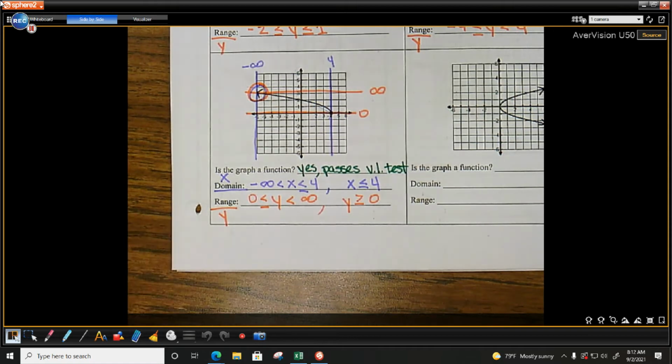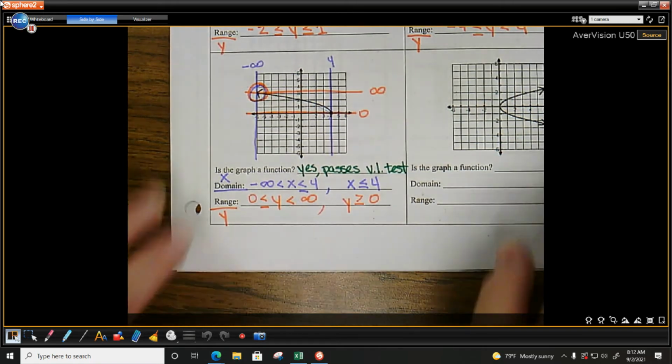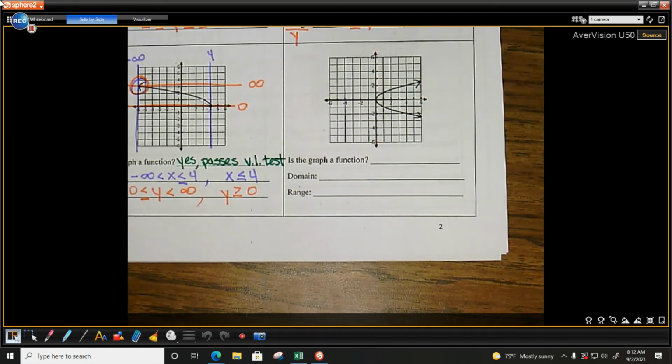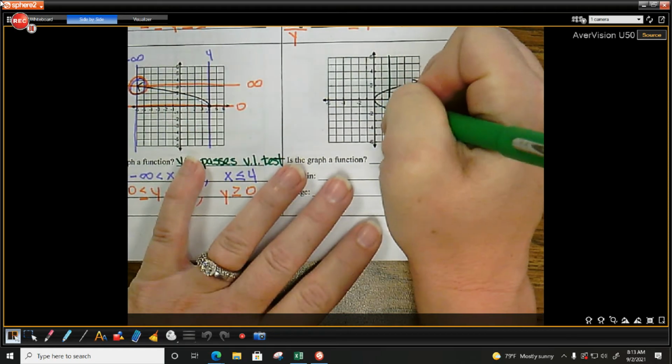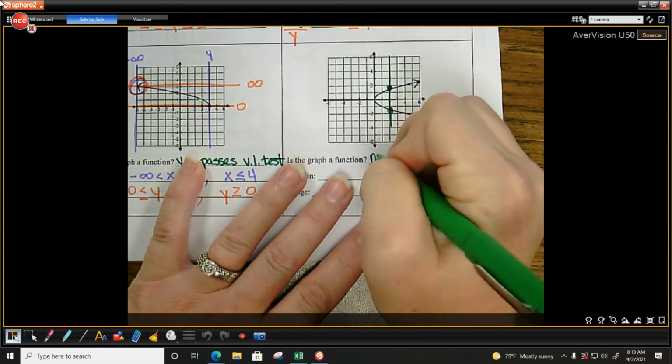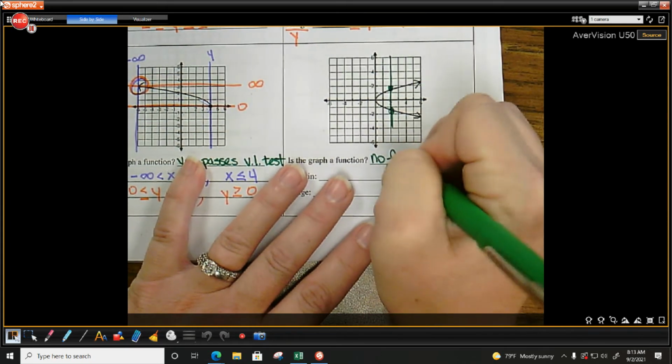Okay, is this graph a function? No. Why not? It fails the vertical line test. I can draw a line right here and it hits twice. So no, because it fails. I spelled fails wrong. The VL test.